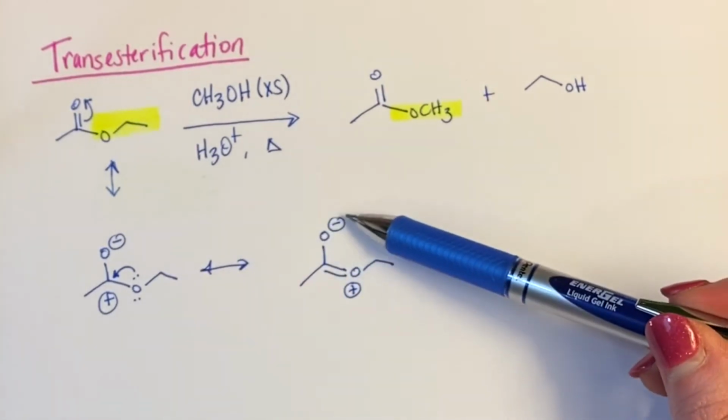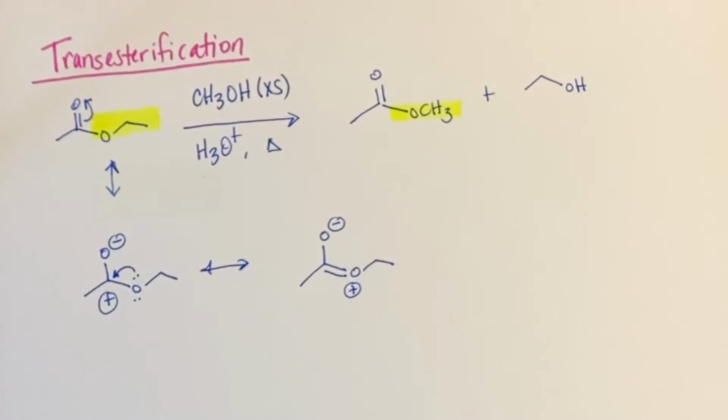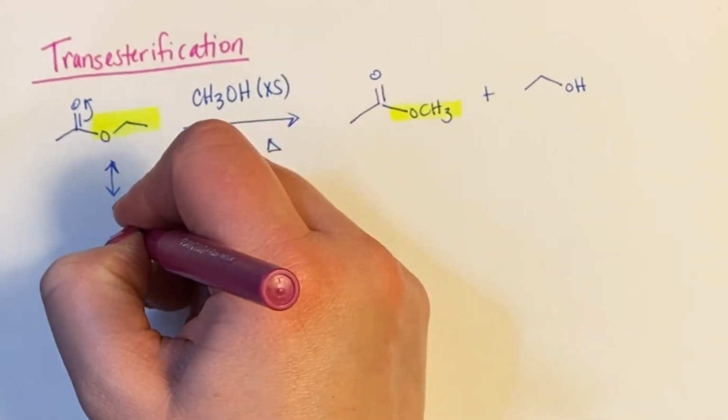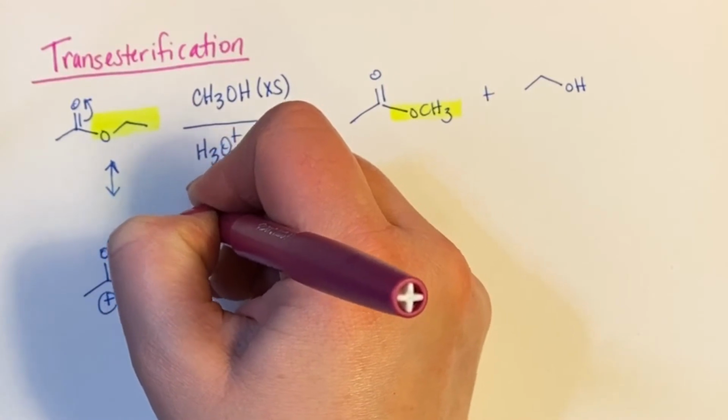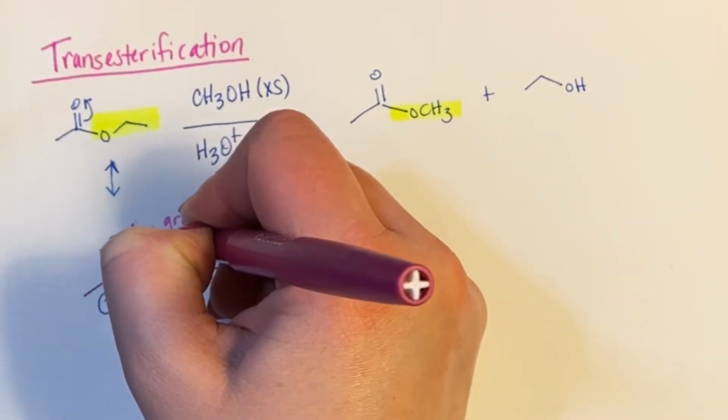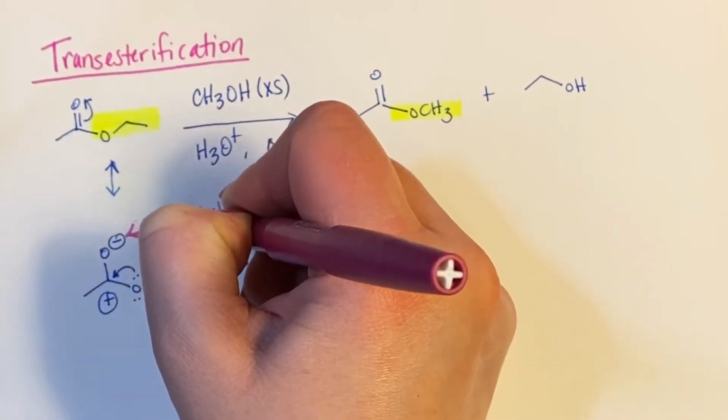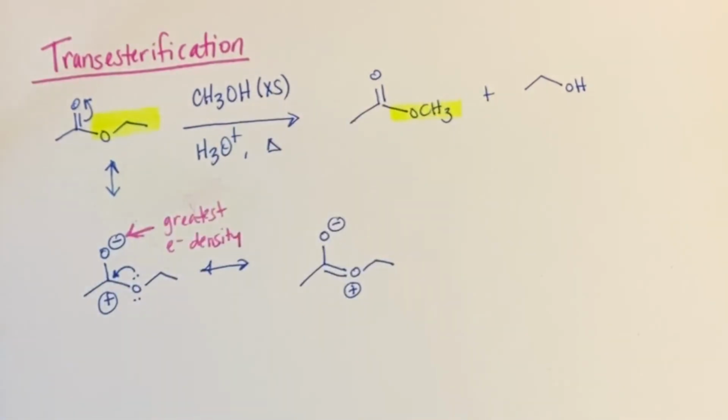The oxygen of our carbonyl has much greater electron density and therefore is going to be the much more basic oxygen of our ester under the conditions of this reaction. So what this series of structures shows us is that it's this oxygen right here that has the greatest electron density. Okay, that means that that's the oxygen that's going to pick up the proton under the conditions of the reaction.